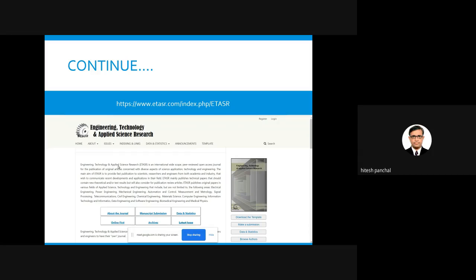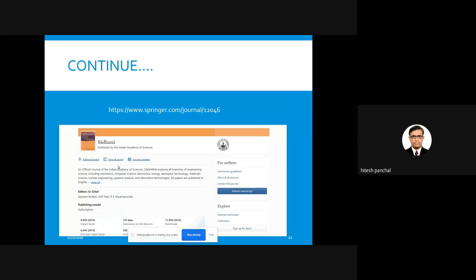And the last one, this is a base journal. If you are a beginner, this is an SCI journal, Science Citation Index, and also it is an Indian journal. It is published by IISc Bangalore, the Indian Institute of Science. And generally, you can see this Sadhana journal has an impact factor of 0.849.